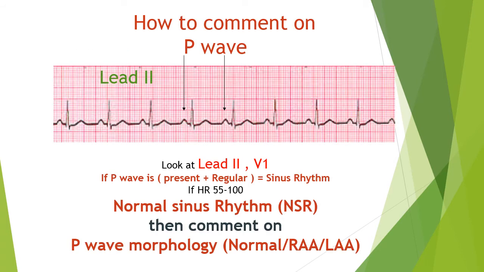So to comment on the P wave, first you need to look at lead 2 or V1. If the P wave is present and it's coming at regular intervals, this means that it is a sinus rhythm. Then we calculate the heart rate. If the heart rate is 55 to 100, it will be normal sinus rhythm. Then we will comment on the P wave morphology, either it's normal or having some abnormality, like we will see.